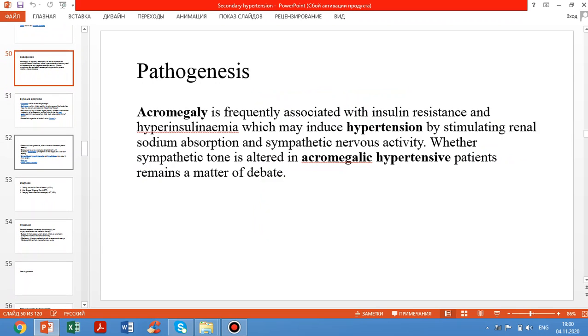Pathogenesis. Acromegaly is frequently associated with insulin resistance and hyperinsulinemia, which may induce hypertension by stimulating renal sodium absorption and sympathetic nervous activity. Whether sympathetic tone is altered in acromegalic hypertensive patients remains a matter of debate.